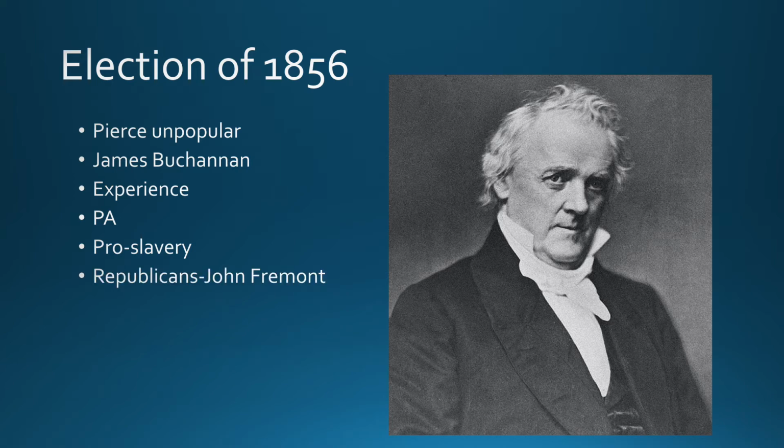The Republicans, who have only emerged a couple of years before this and for whom this is their first presidential election, decide to put up John Fremont. You might recognize that name. John Fremont was one of the big people in the Mexican-American War. A war hero is obviously nice, but the problem with Fremont is that he really doesn't have much political experience at all. As a result, he won't garner enough votes.